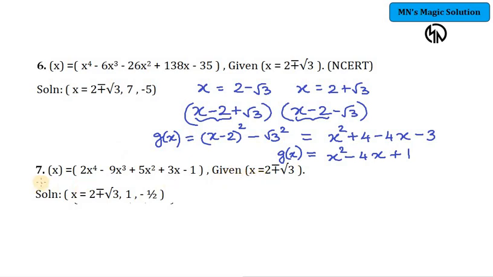Similarly, you have to proceed for the 7th question as well. It is the same data: 2 plus or minus root 3, so g of x is again x squared minus 4x plus 1. When I divide by it and split the resulting quadratic, I'll get 1 and minus half as the solutions.